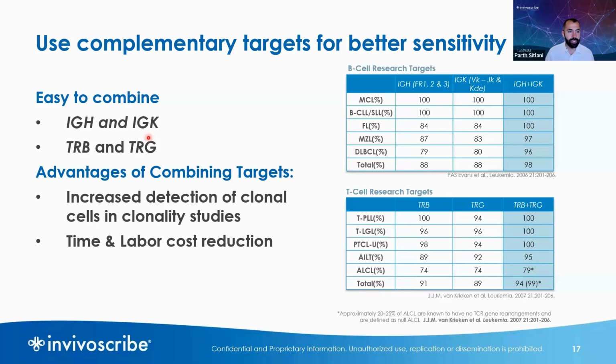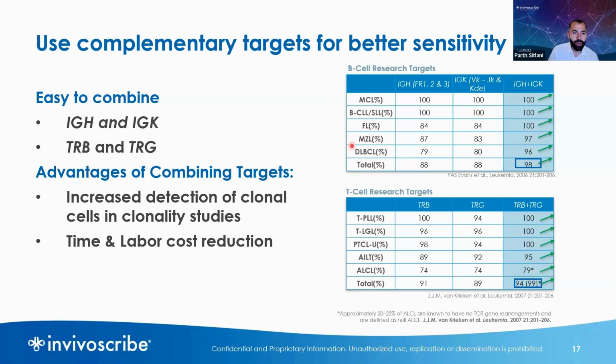So what that means is there are targets that can be used. We can combine IgH and IgK to get higher detection for B-cell malignancies. We can combine TCR beta and TCR gamma to get higher detection of T-cell malignancies. This does mean when you combine these together that you get higher detection. And if you do them at the same time, they all can be run side by side on the same instrument, on the same PCR plate. Your time and your labor cost is significantly reduced.